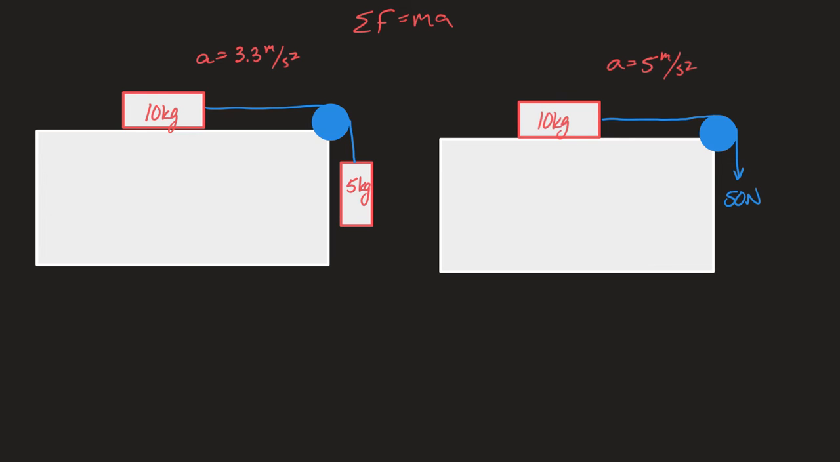Tension in the cable, it's 50 newtons on the right. Has to be. But on the left, not so much. There must be less tension upwards than the weight downwards in order for that block to accelerate. So the tension has to be less.